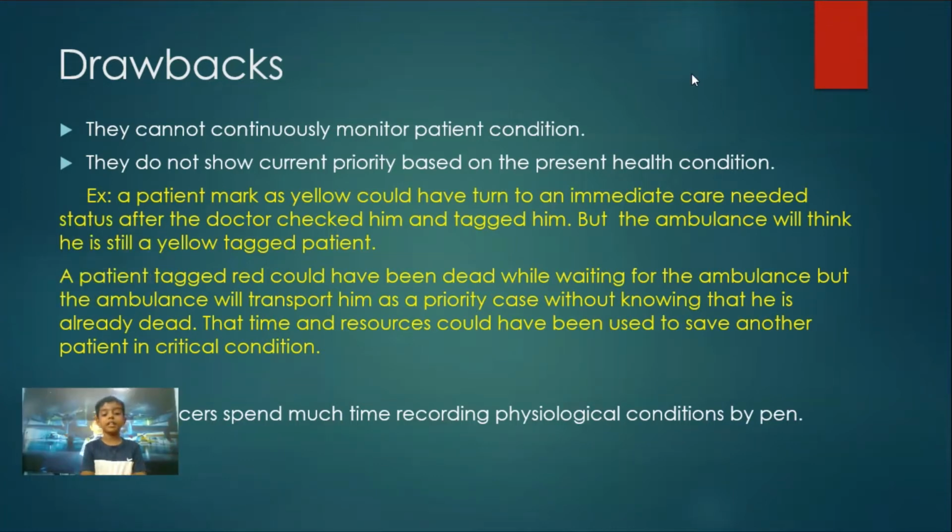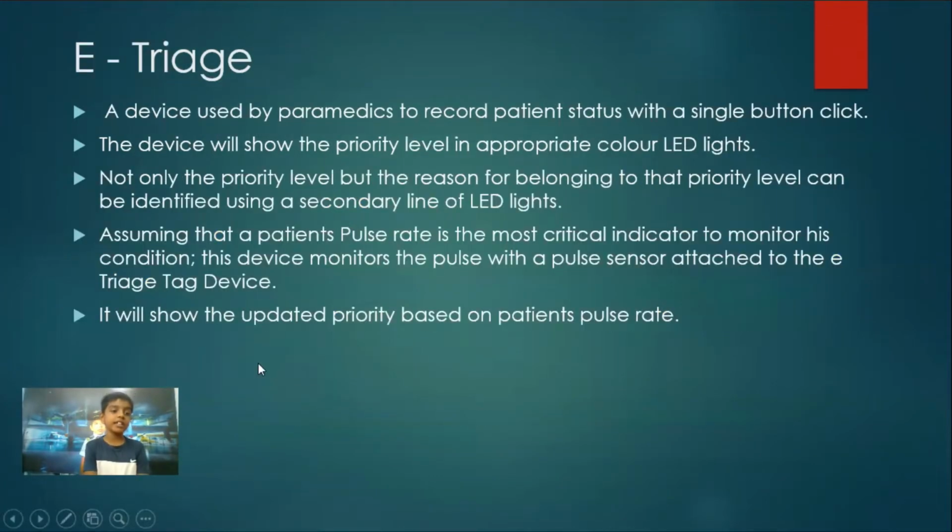Let me tell you my solution for all of this. My solution is e-triage, a device used by medics to record patient statistics with a single button click. The device can show the priority level in appropriately colored LEDs. Not only the priority level, but the reason for belonging to that priority level can be identified using a secondary line of neopixel lights.